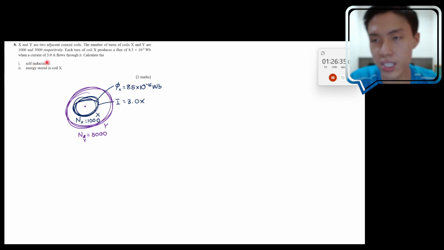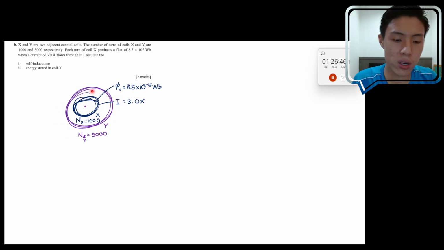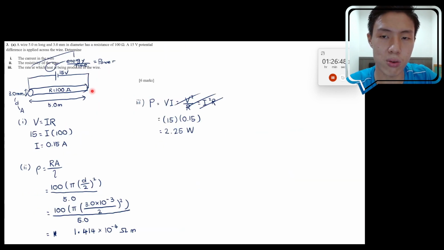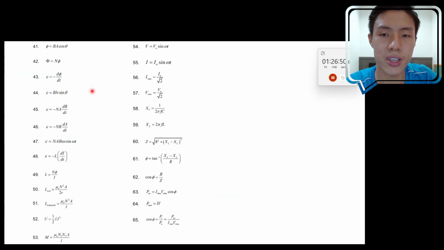Now they ask you to find a self-inductance, but for which coil they didn't specify. Well, it has to be for coil X because there's no current flowing in coil Y. So what's the strategy that I use for this kind of question involving self and mutual inductance? Self and mutual is over here.